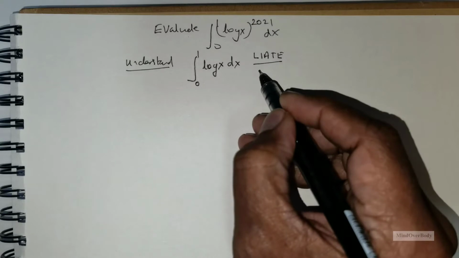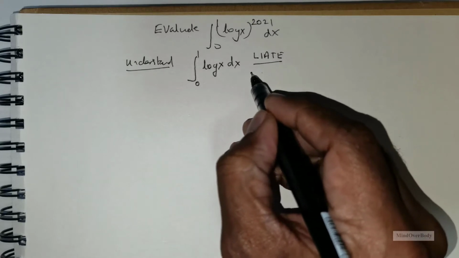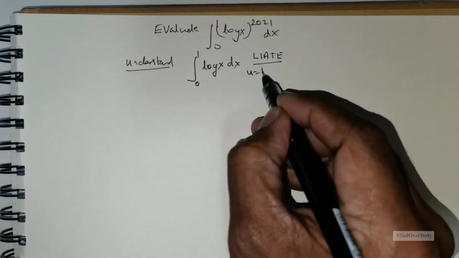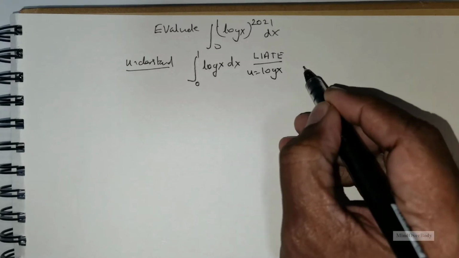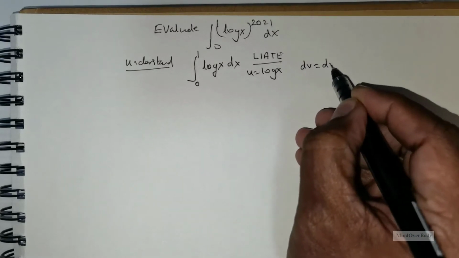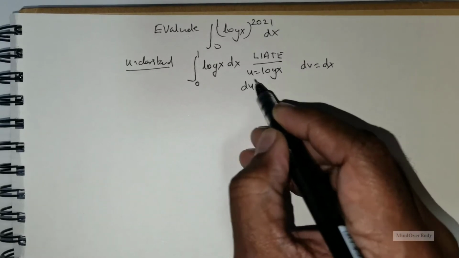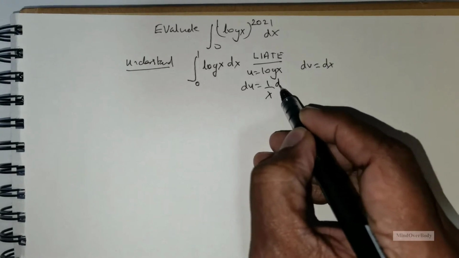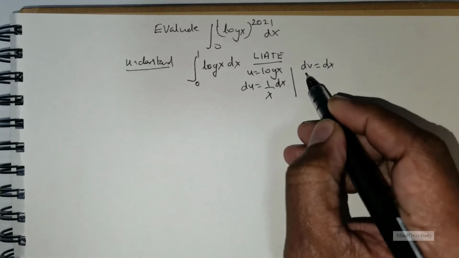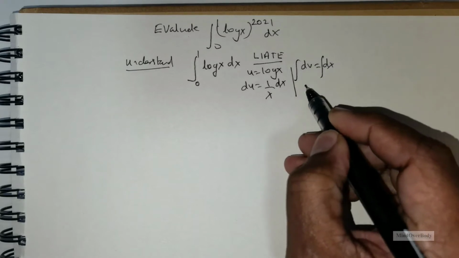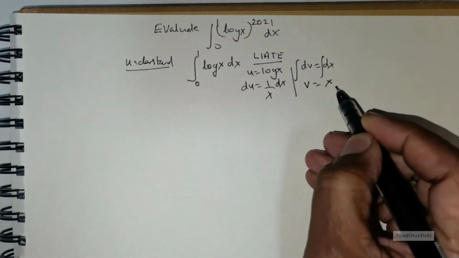Now clearly this is going to come under the category of LIATE. So what I'm going to do is use my u as log x and my dv as dx. Now differentiation of u would give me 1 over x times dx, and integration of dv would give me x.